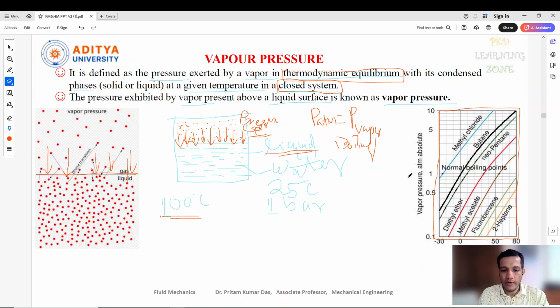That is one point. Because we know that the boiling point of water is 100 degrees centigrade, but one more thing you need to indicate is that it should be at 1 bar pressure, that means atmospheric pressure at 1 bar. If pressure changes, then the boiling temperature of the liquid is also going to change. Here in the diagram you can see that at 1 bar pressure, the normal boiling point is given. As the temperature increases, the vapor pressure also increases, as I told you.